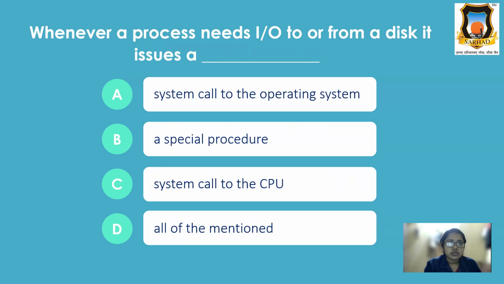Moving to the next question. Whenever a process needs input or output to or from a disk, it issues a dash. Option A, system call to the operating system. Option B, a special procedure. Option C, system call to the CPU. Option D, all of the mentioned. And the answer is option A, system call to the operating system.